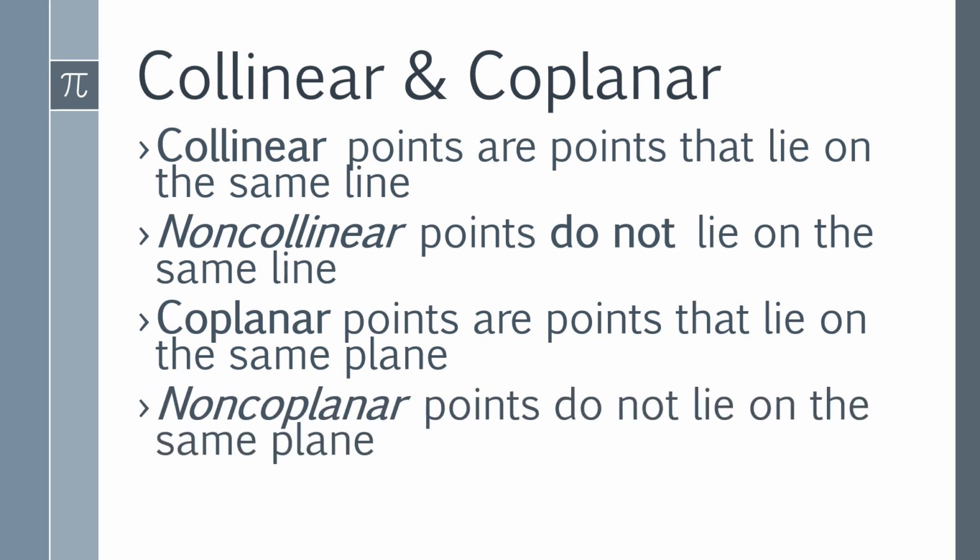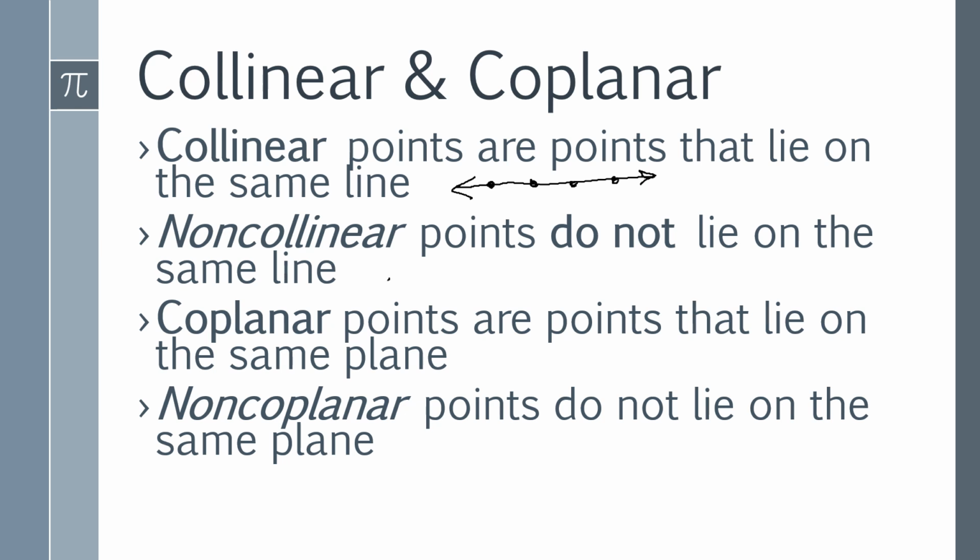Okay, so we're going to discuss now some definitions. Collinear points are points that lie on the same line. Okay, they take up the same space per se in that they lie linear. They are linear. So we typically have it look like this. These points here would be representative of collinear.